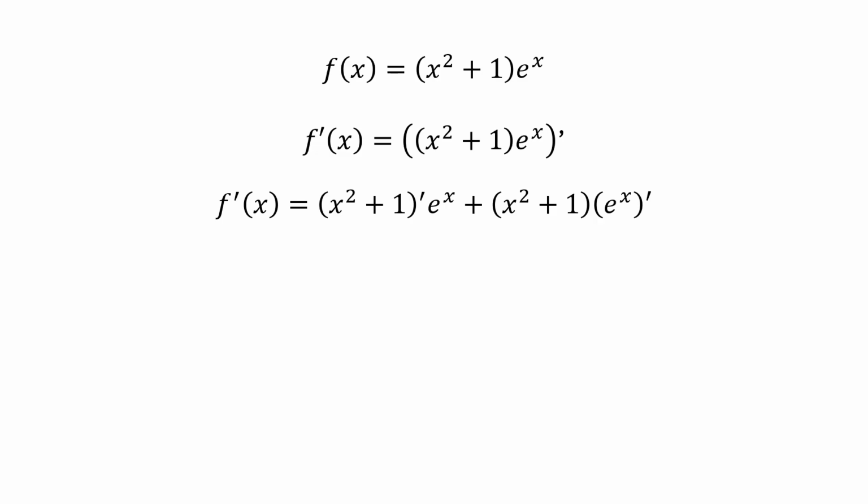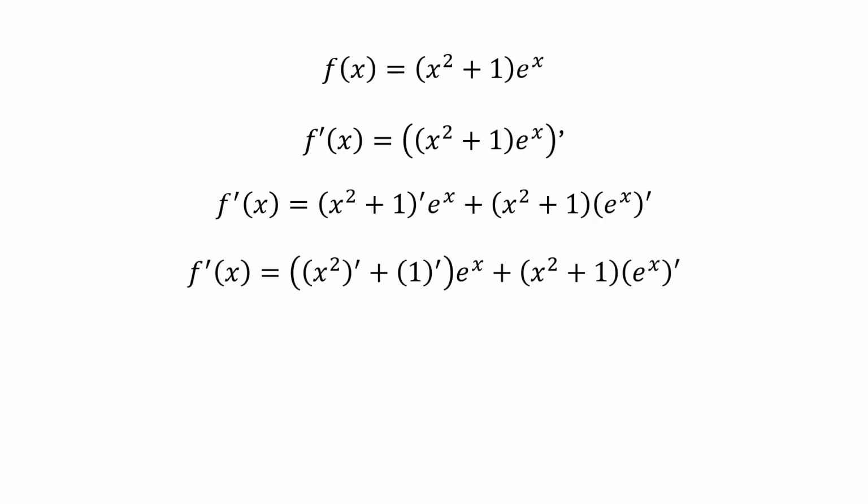To differentiate the function x squared plus 1, we begin by applying the sum rule, which gives us f prime of x equals (x squared prime plus 1 prime) times e to the x plus (x squared plus 1) times (e to the x) prime. We are now ready to differentiate these three functions.